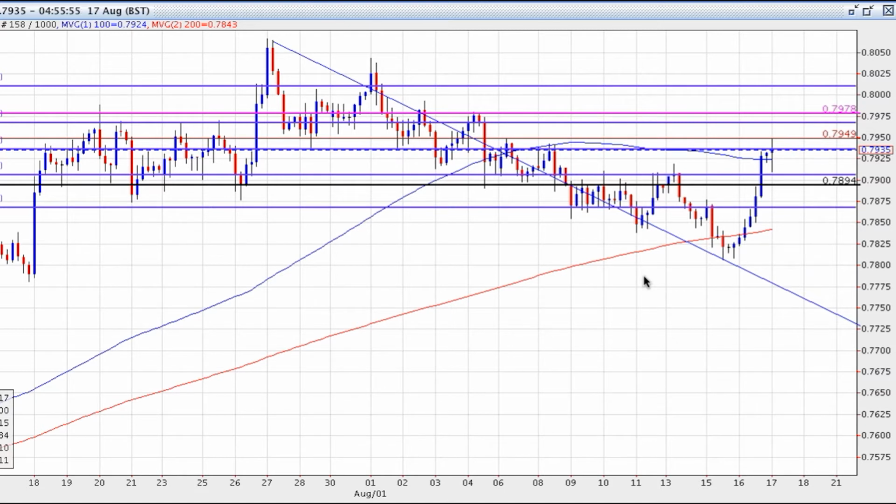the FOMC meeting minutes. The Federal Reserve raised concerns about persistently low inflation in the US economy, and we've seen the Australian dollar move as high as 0.7949.